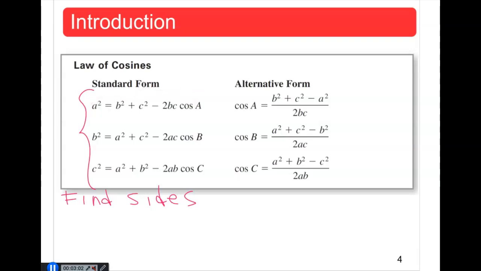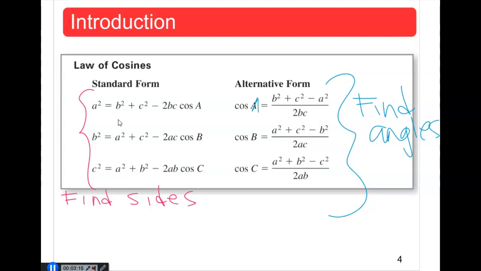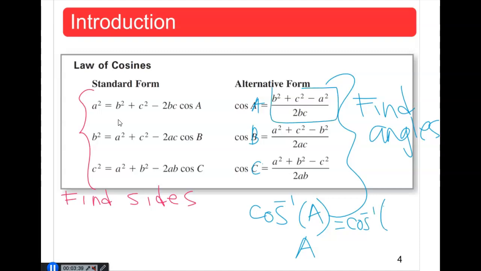All three of those are to find the sides, and the three that we have here are to find angles. You can see that because we have A, B, and C in uppercase letters. For those, of course, you will have to take another step and take the cosine inverse to find the actual angle. The formula will be cosine inverse of the expression that you have here on the right side.